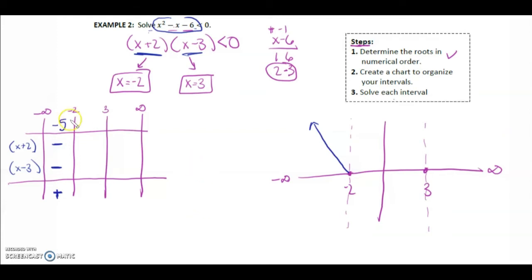Now let's pick a number between -2 and 3. 0 is always a nice number because if we plug 0 into 0 plus 2, we're just taking the sign of the plus 2. So that's positive. And 0 minus 3 is going to yield a negative. A positive and negative always gives us a negative. So in this interval between -2 and 3, it's going to be below the x-axis.